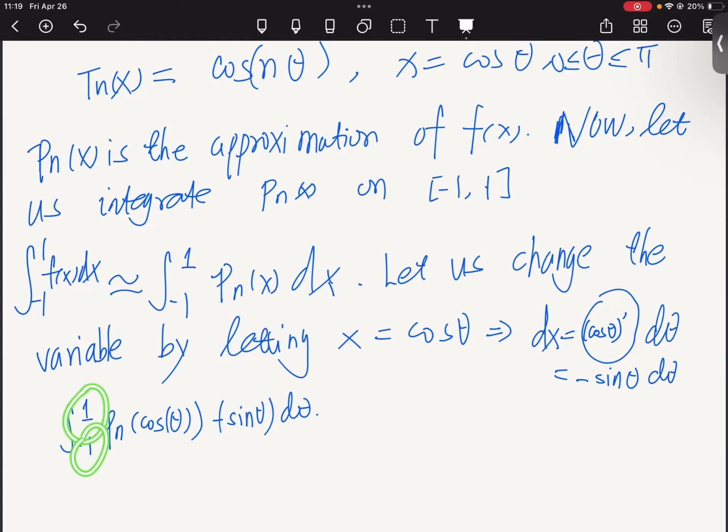So this one is the theta axis, and this is the x-axis, the x value. When x equals 1, which means x equals 1 right here, it corresponds to theta equals 0. And when x equals -1, this is the x-axis, x equals -1, and we have theta corresponding to pi, right? So now I'm going to change the integration limits here. The 1 should correspond to 0.